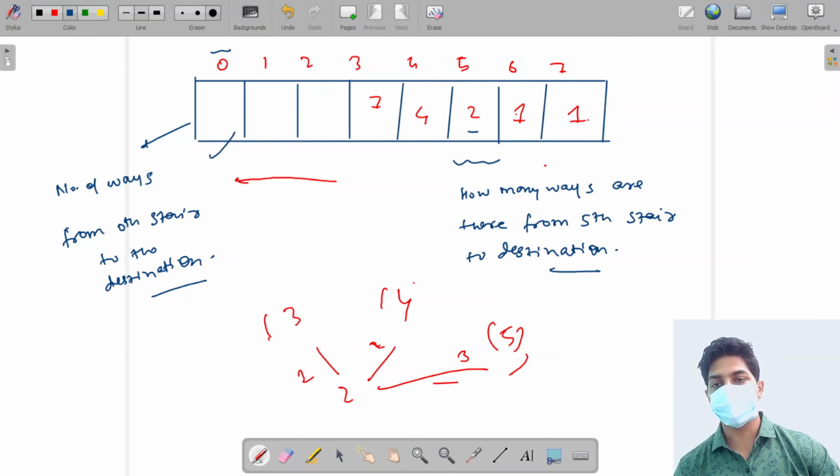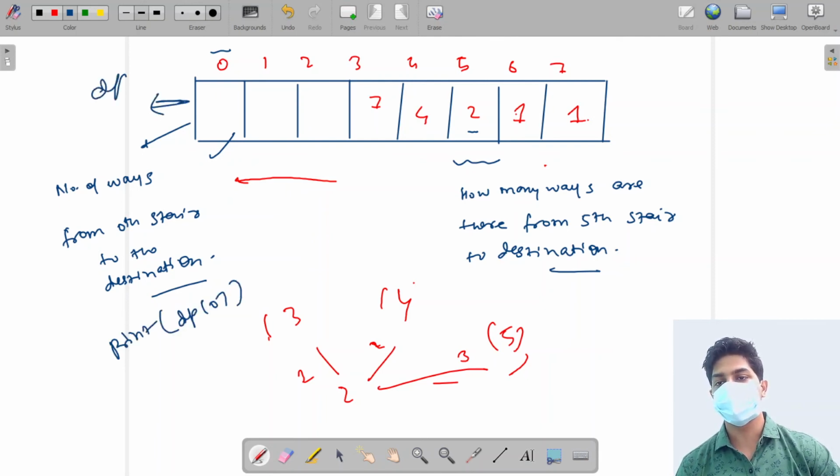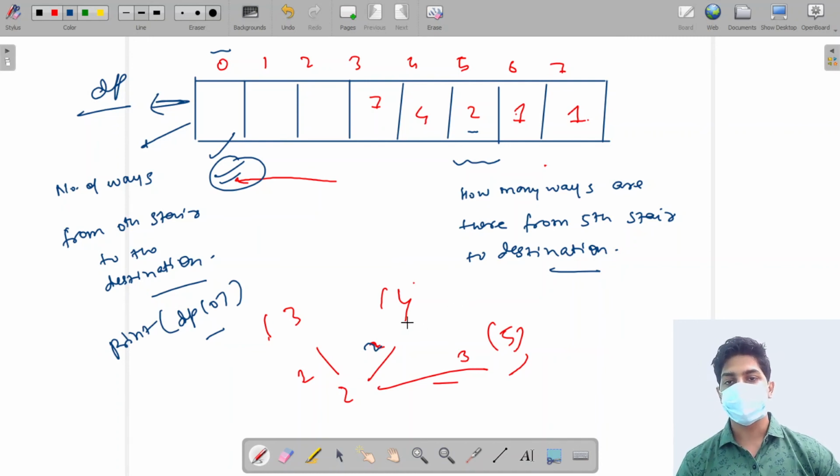So after filling this array, what will we return or print? We will simply print dp of 0. The name of this array is dp. We will simply print dp of 0 because at the 0th location the number of ways from 0 to the destination is stored. And while taking a jump, I have already told you that we need to make sure we are not exceeding the destination. So we will take a jump only if it is less than or equal to the destination point. We will write a check in our code while taking a jump. Okay, now let's move on to the coding part.